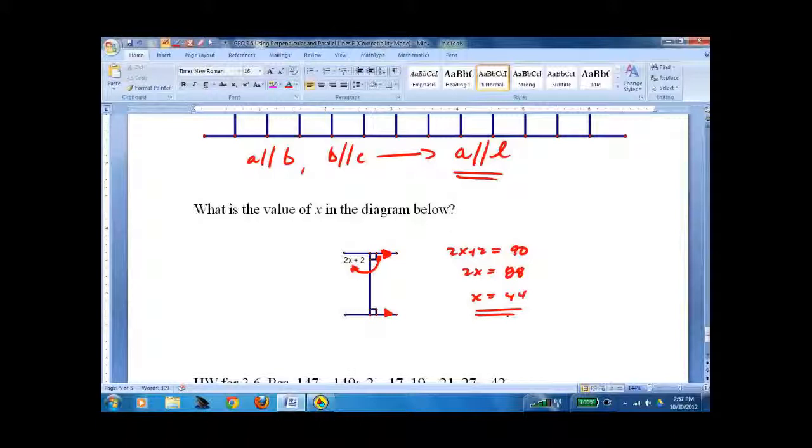Parallel lines, perpendicular lines. If you have two lines that are parallel to each other, then any line parallel to them is also parallel to each line. And two lines that are perpendicular to the same line are parallel to each other. So nothing earth-shatteringly complicated. Good luck.